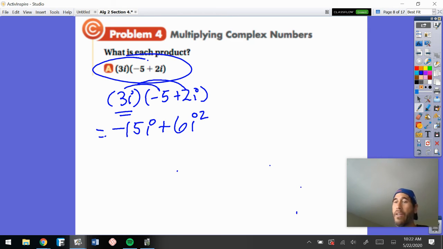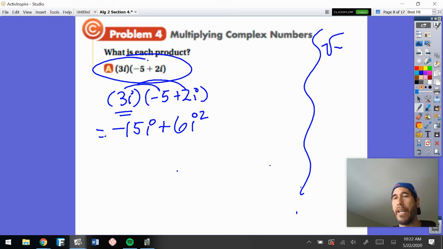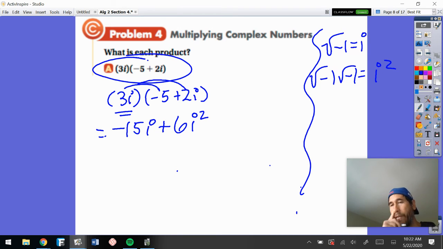Now, there's a very important property we have for i's. The square root of negative 1 is i. Remember that? If you have 2 of these guys, that would be i times i, which would be i squared. So believe it or not, if you do a square root times a square root, you get itself.